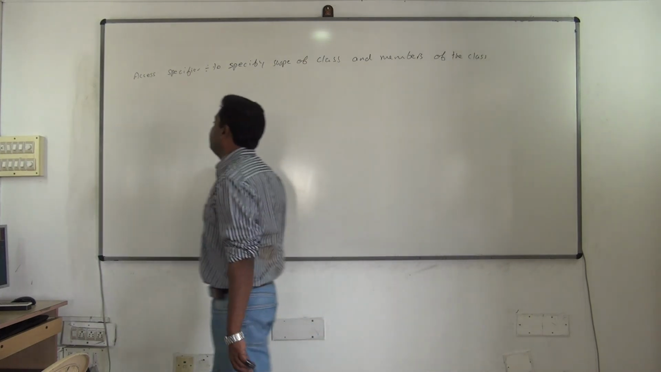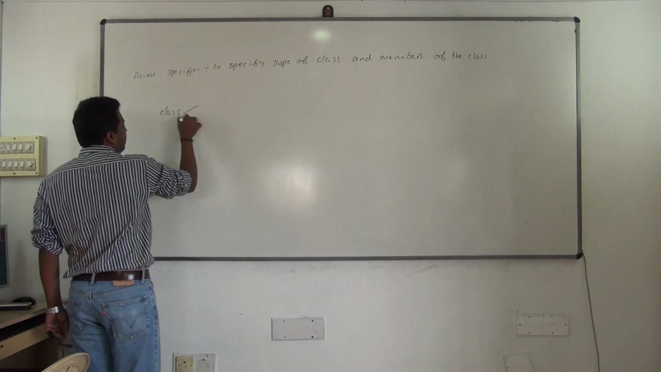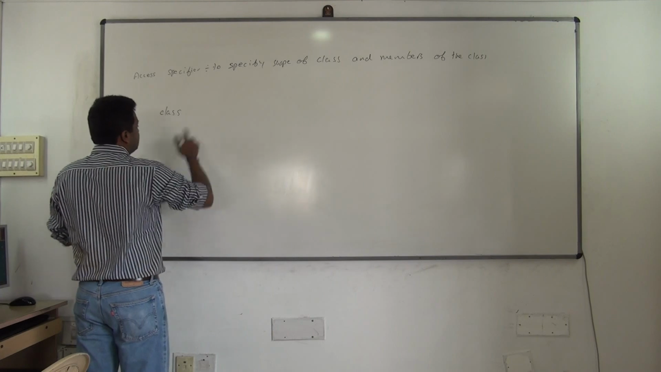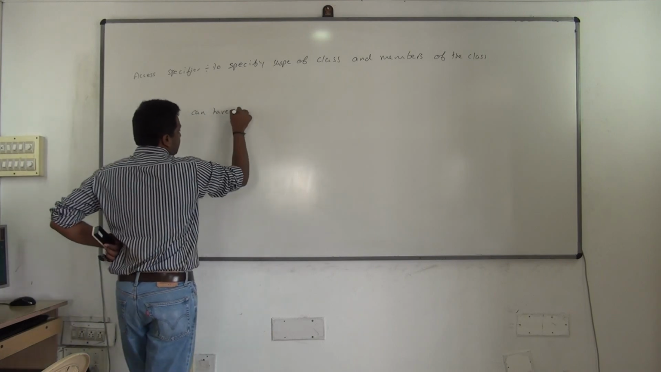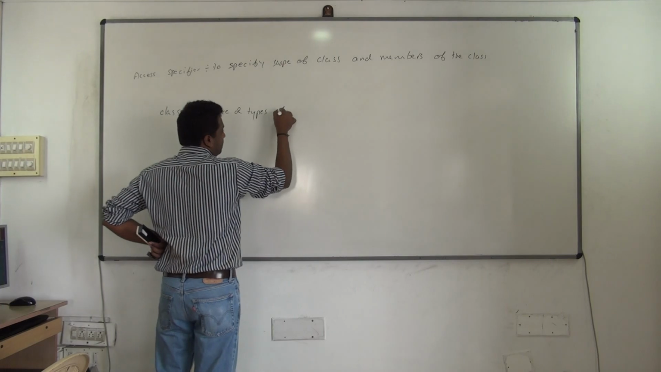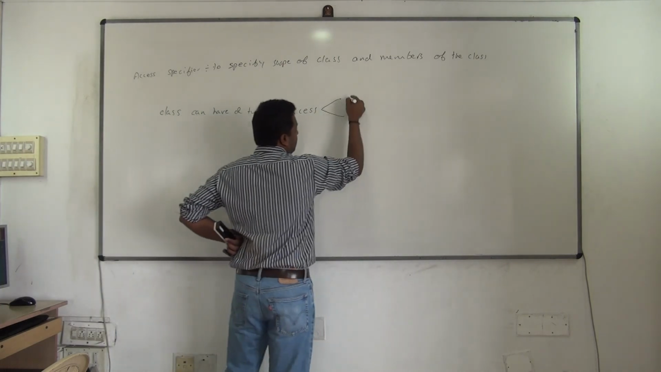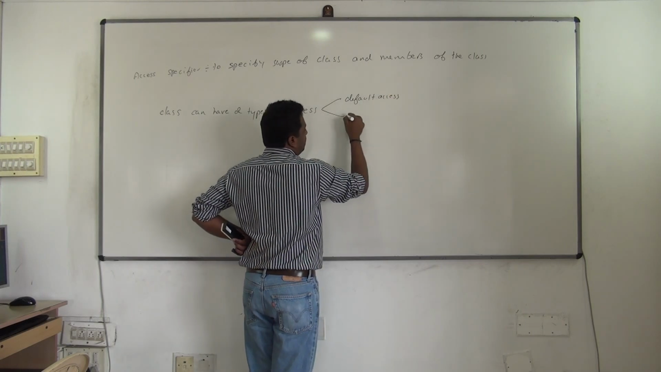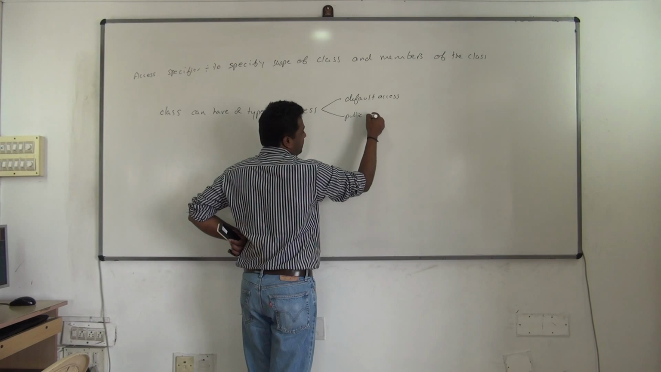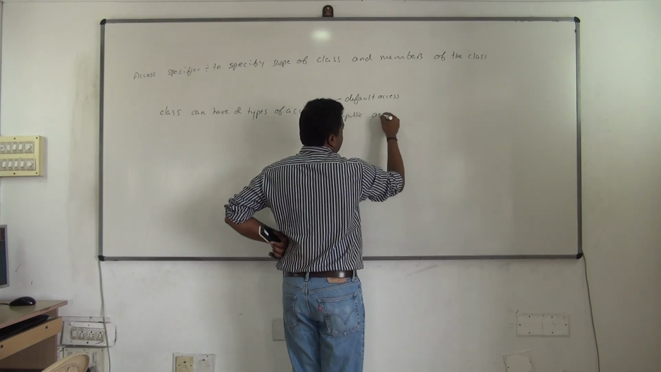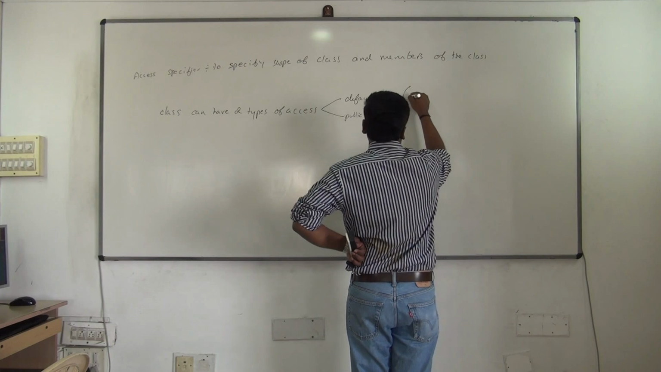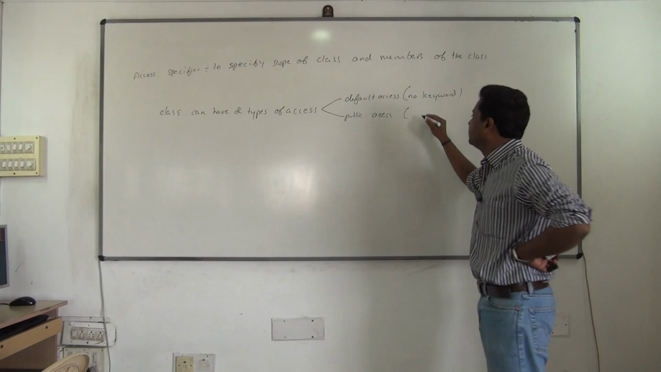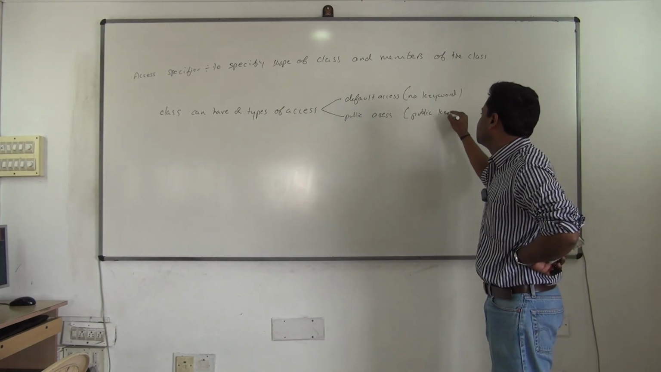A class can have two types of access. What are the two types of access? One is default access. The other one is public access. For default access, there is no keyword, but for public access, we use the public keyword. It's a keyword given to you by Java.